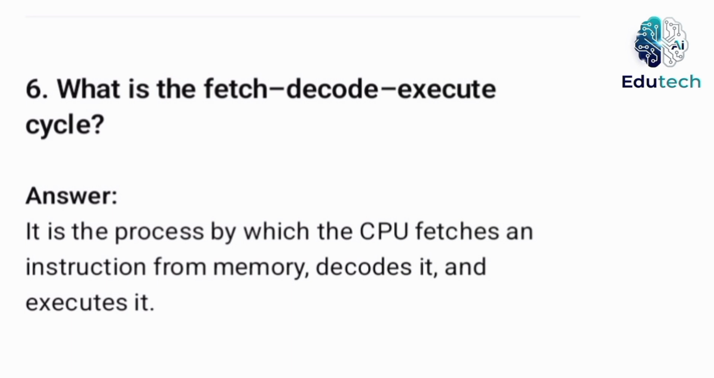What is fetch, decode, execute cycle? The fetch, decode, execute cycle is the basic working process of a CPU. In this cycle, the CPU first fetches an instruction from memory, then decodes it to understand the operation to be performed, and finally executes the instruction using the ALU. This process repeats continuously as long as the computer is running.